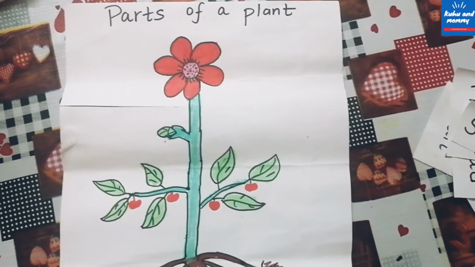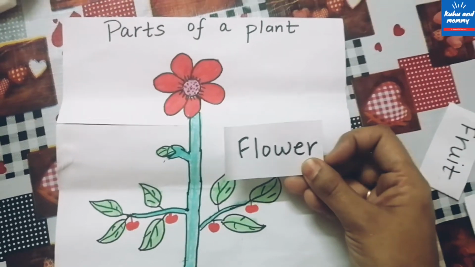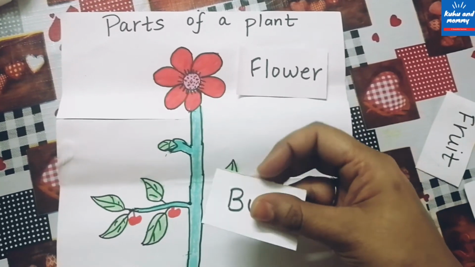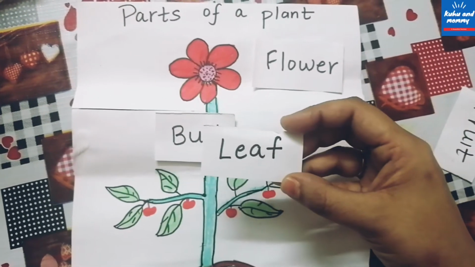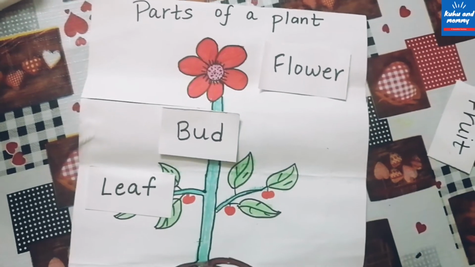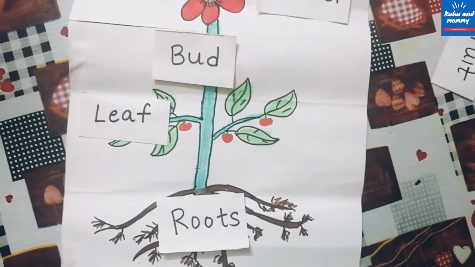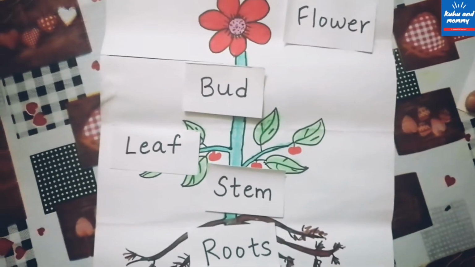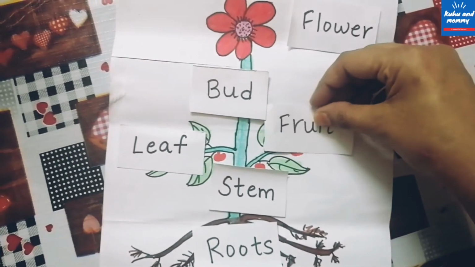In this first activity, I have drawn a picture of a plant on a sheet of paper, and I have made some paper cutouts on which I have written the names of each part. Then the child has to match them. Like the flashcard of flower has to be matched with the flower, then bud, leaf. They have to match the names with the part of the plant in this way. So this one is the first activity. After they have seen the real plants, they can relate that with this picture and match it.